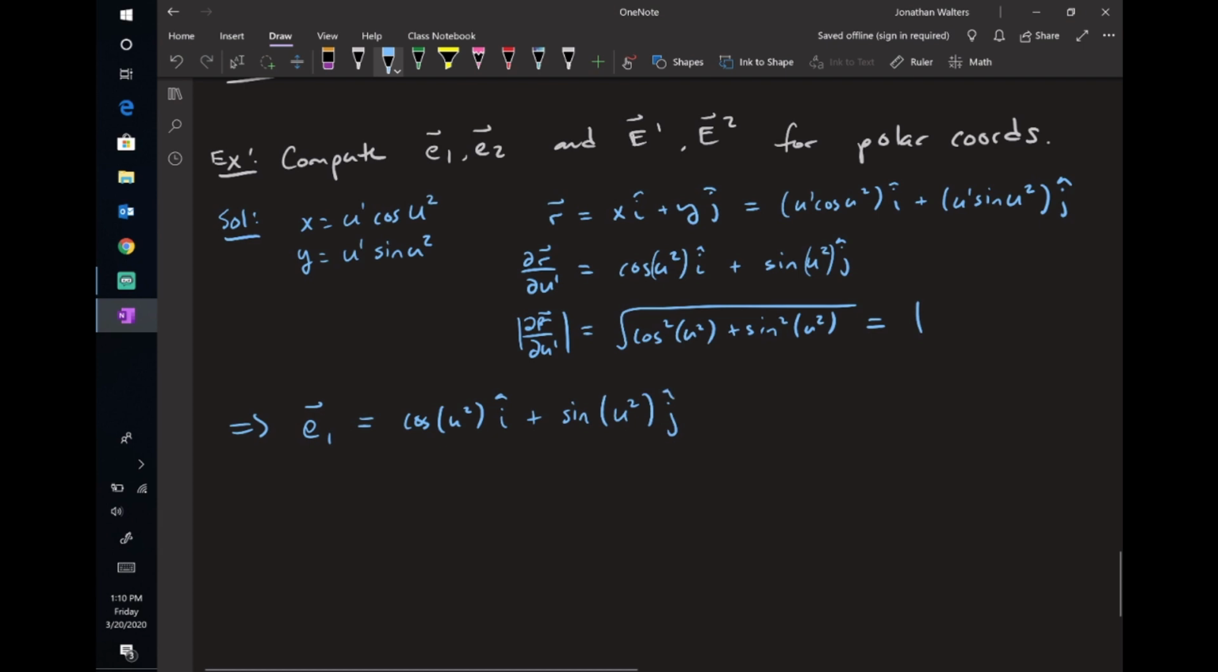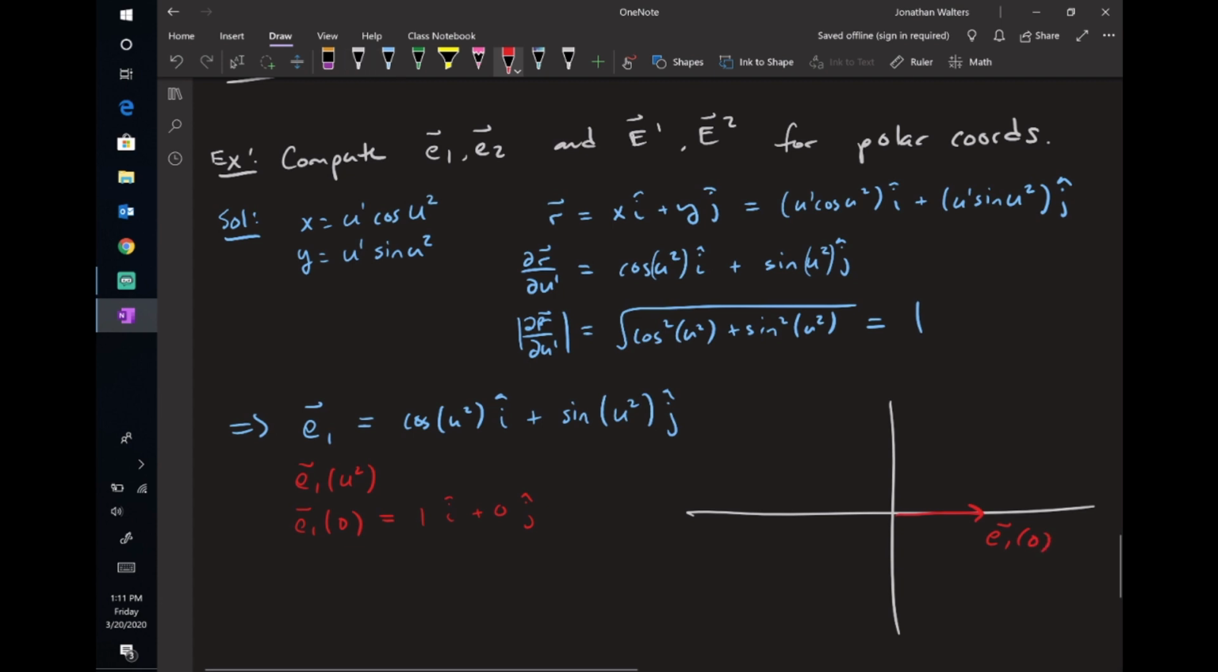So in Cartesian, this is kind of what it would look like. In the new coordinate system, it's just its own unit vector. So let's look at what happens. E1 is actually a function of u2. So what is E1 of 0? Well, that'd be 1 i hat plus 0 j hat. So if we plot that in a two-dimensional space, E1 of 0 looks like this. So that's E1 of 0, lowercase.